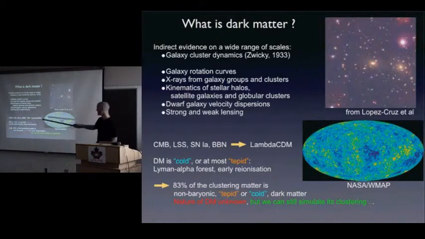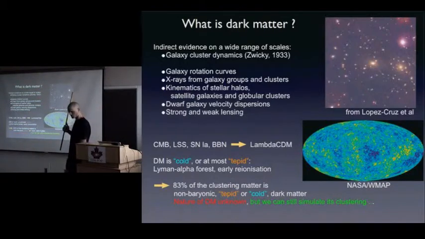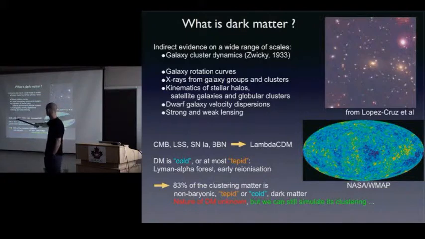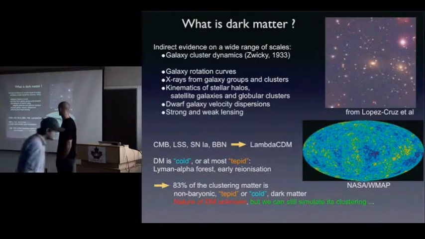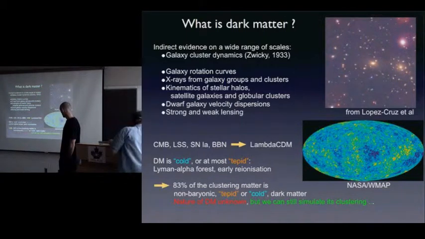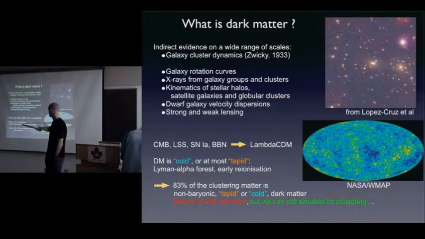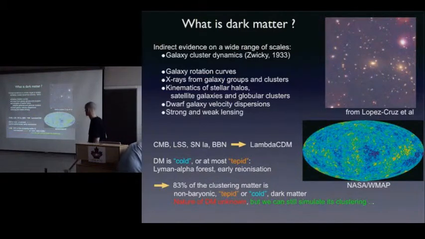And so nowadays we end up with this epoch of sort of precision cosmology, where we have pretty accurate probes, especially the CMB, large scale structure, also type 1A supernovae and Big Bang nucleosynthesis. All of them are perfectly consistent with the lambda CDM model. In this model, the dark matter is cold, or at least it's not very warm. It could be cold.